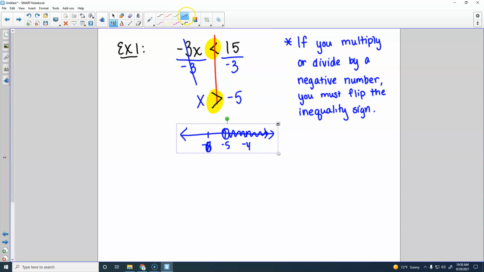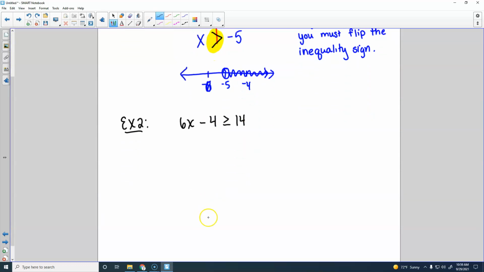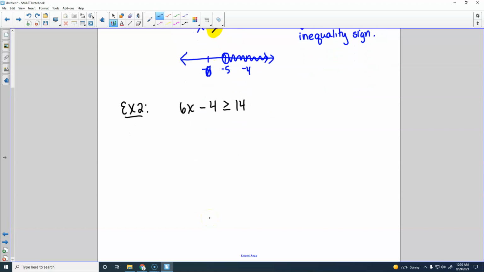Okay? So let's do another example. Let's do a two-step this time. Oh, no, not 10, not 10. Hold on, let's do 14. Okay, so we just solve it like a regular equation. Peyton, tell me what I do first.